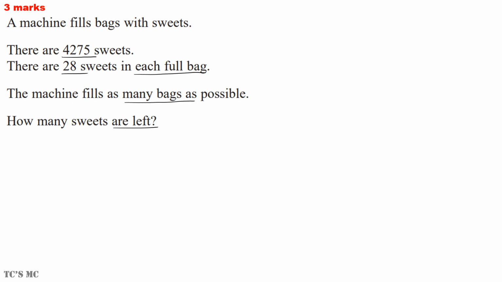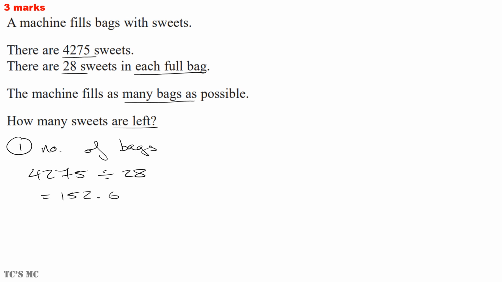We need to work out how many bags can be filled. So we first need to do 4,275 divided by 28. We get 152.678 and it goes on. However, we can't have a decimal number of bags, so the full number of bags is 152. For writing out the calculation, we have 1 mark.